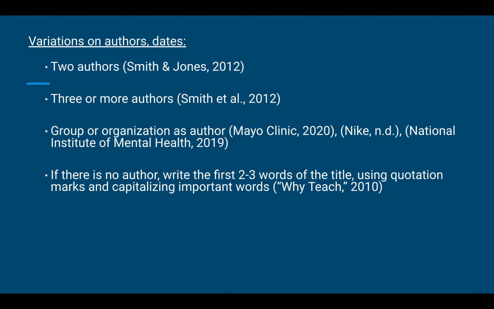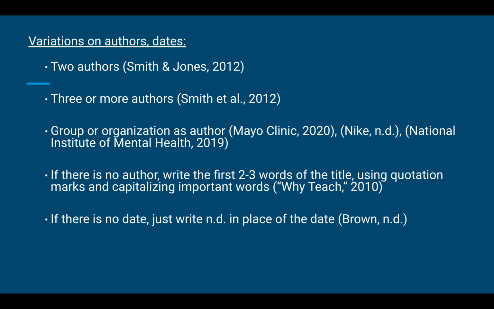If there is no author, which is very rare, typically there is an author, but if there is no author, you're going to write the first 2 to 3 words of the title in quotation marks, capitalizing the important words. If there is no date, which does happen especially for online sources, you're going to put N period, D period in place of the date.